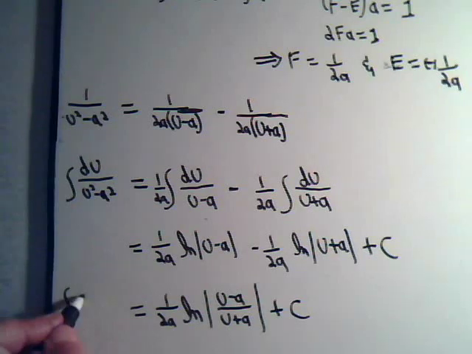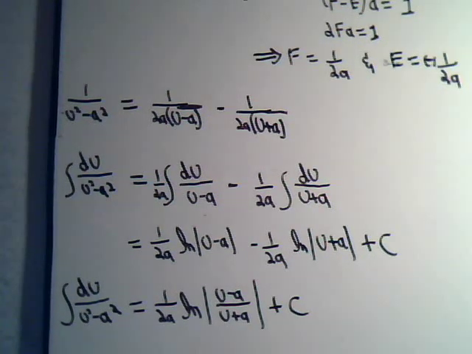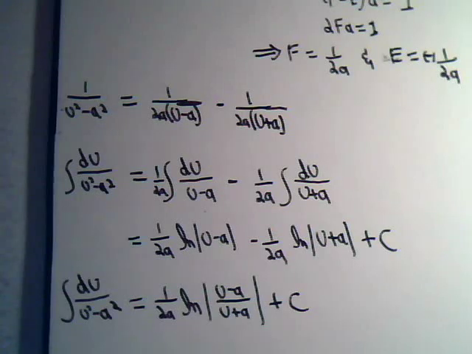That is the integral of du over u squared minus a squared. So that was pretty straightforward application here. We'll get to some more complicated examples in the next videos coming up.